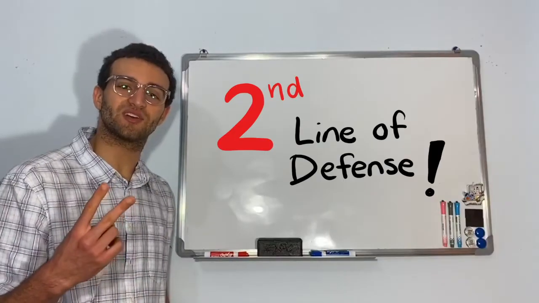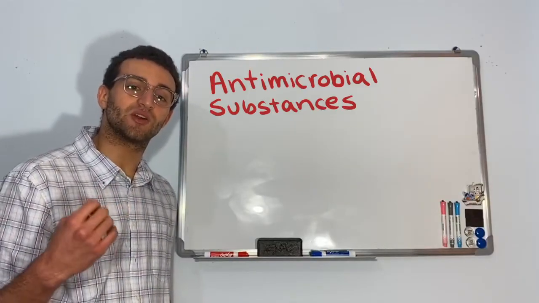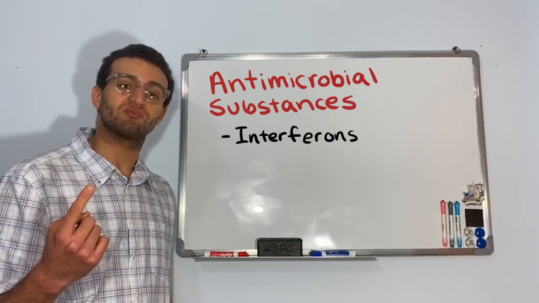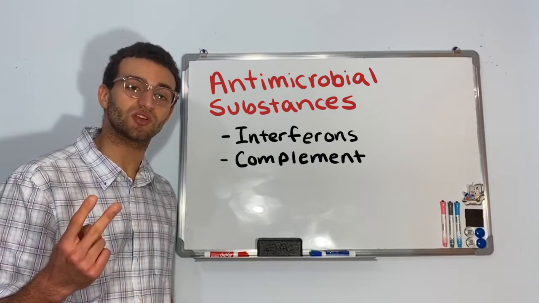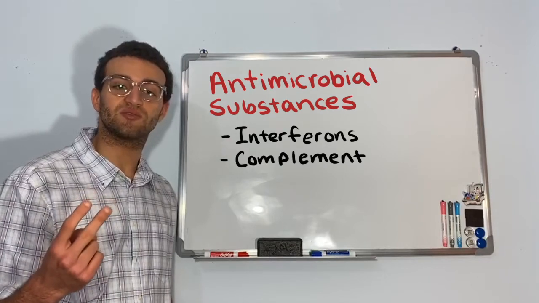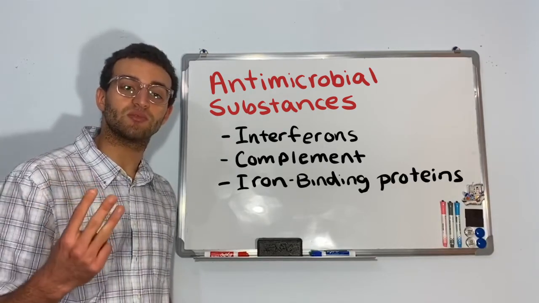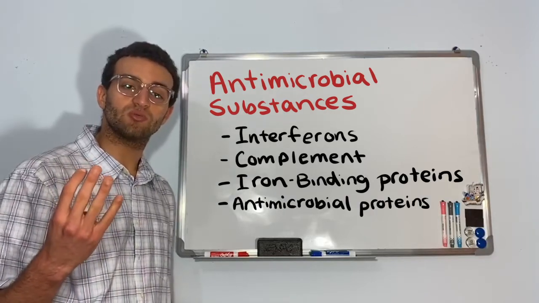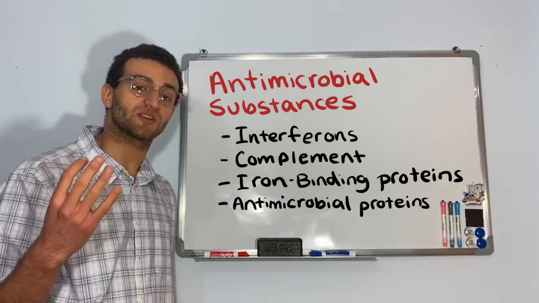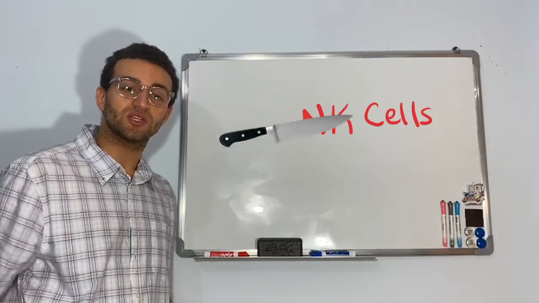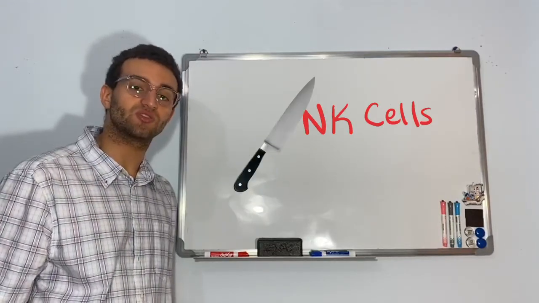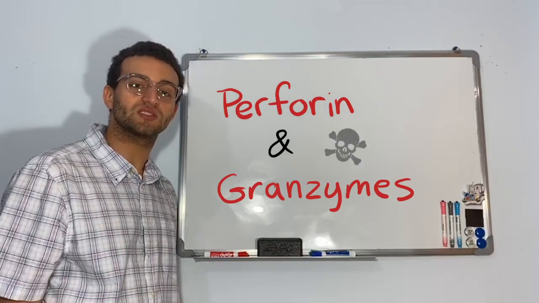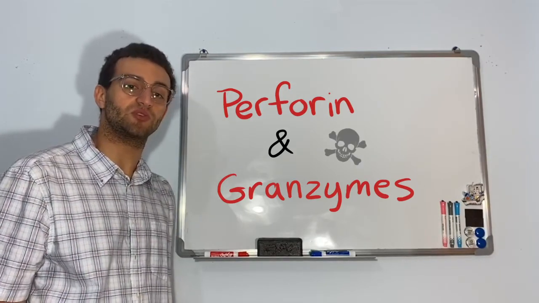The second line of defense is the internal defenses. There are 4 types of antimicrobial substances. Interferons stop viral replication. Complement proteins destroy microbes using phagocytosis, inflammation, and cytolysis. Iron-binding proteins decrease iron to prevent bacterial growth, and antimicrobial proteins kill microbes and attract dendritic and mast cells. Natural killer cells bind to target cells and release granules containing toxins. Perforin and granzymes are 2 toxins that lead to cytolysis and apoptosis.